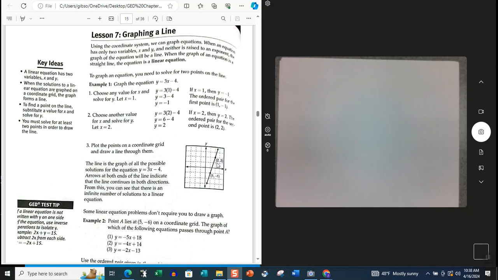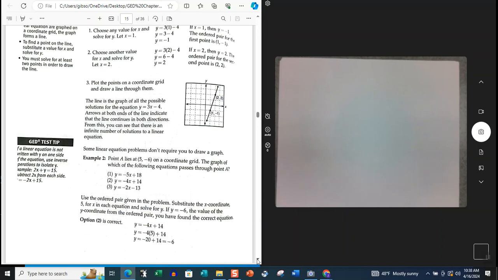So then they plotted the points on the graph here. You have 1, negative 1, and then you have 2, 2, and then they drew a line. So basically what it's saying is that you could substitute in for one variable and solve for the other. You cannot just make it up for each variable.